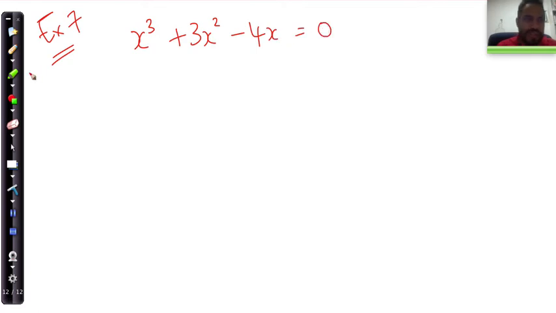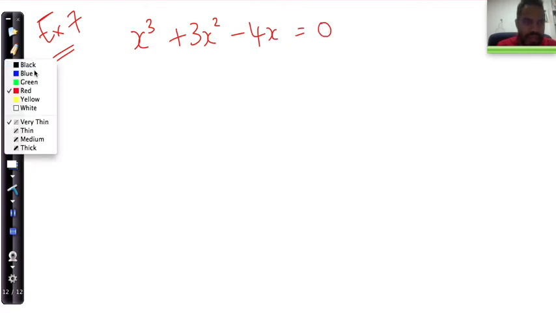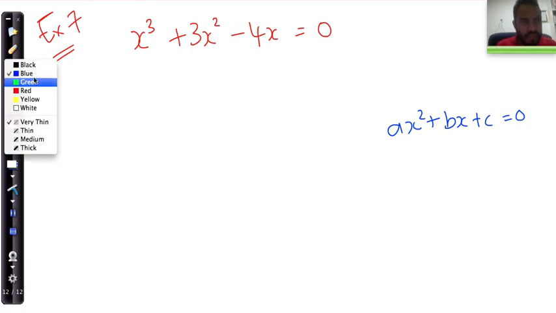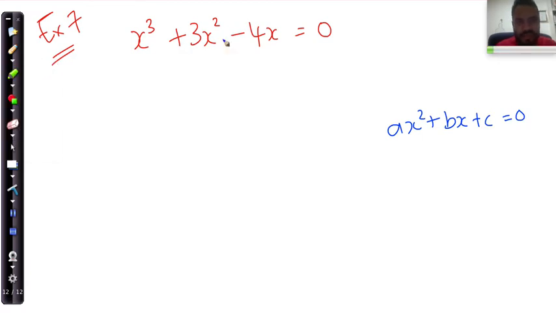Now this looks almost like the standard form, except there's one thing that's slightly different. Remember, standard form is ax squared plus bx plus c is equal to 0, right? And when we look at this, we can see that it almost looks like it, except for the indices. The powers are not exactly the same.